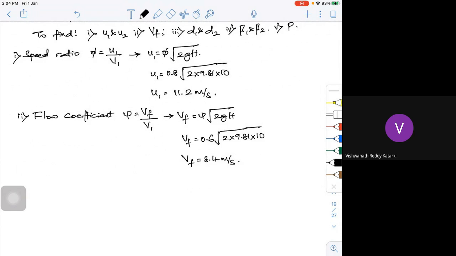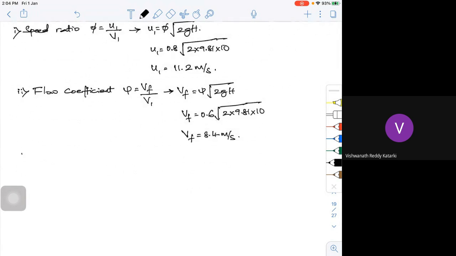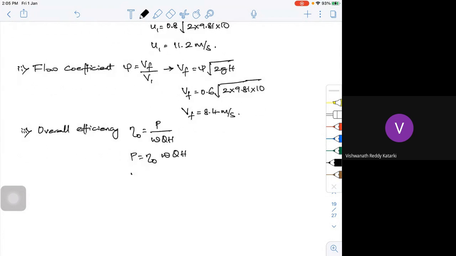Now I need to find the power. They have given the overall efficiency. The overall efficiency is equal to P divided by rho g QH, or P is equal to overall efficiency into rho g into QH. So overall efficiency they have given as 0.8, rho g is 9810, Q is 2 meter cube per second, and head is 10. So I have got my power, that is the shaft power, as 157 kilowatts. Now I need to go and find the rest one by one.